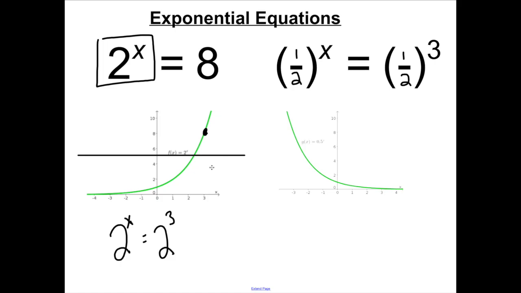So that means that if two expressions are equal to each other and they came from the same graph, the graph of 2 to the x, and the outputs are equal, then you know for a fact that the inputs must also be equal. Here's where it's not true.